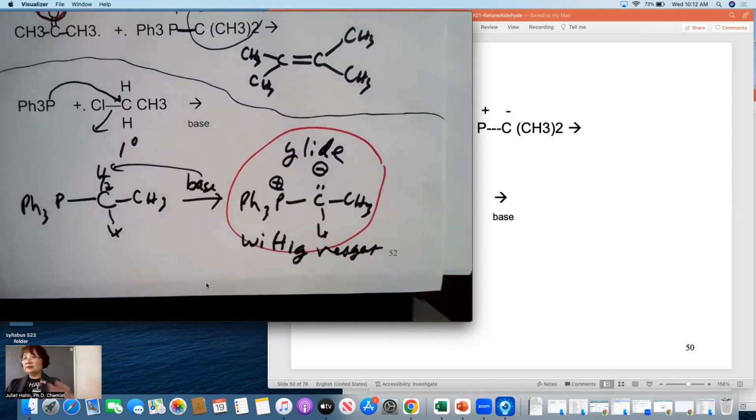Okay, so that's all we're going to do with the Wittig. We're not going to do anything else with the reaction mechanism. We're not going to look at the natural product, where it's found, and so on. So that's all we're responsible for with the Wittig. Just do the reaction.